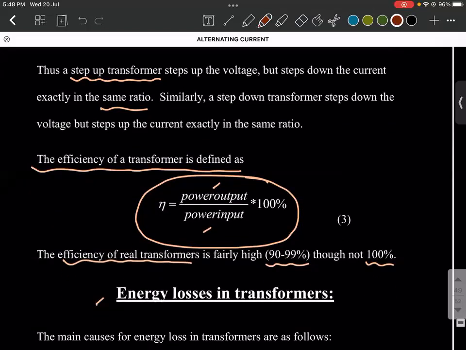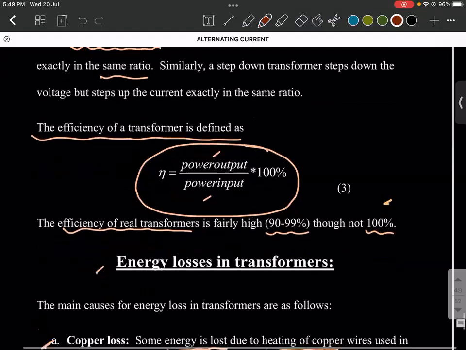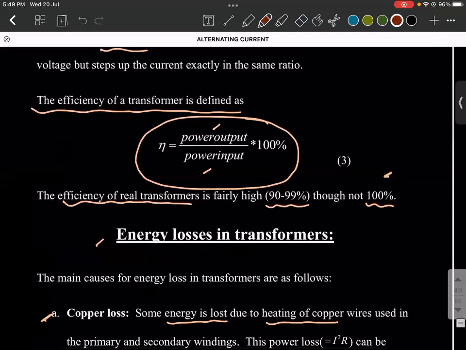So what happens in real time is, what did we assume? We derived I1 by I2 under the concept that a transformer is 100% efficient, but in reality, no transformer can be 100%. It is rather efficient somewhere between 90 to 99%. 99 is also a tough task. Okay. Is it clear till this step?